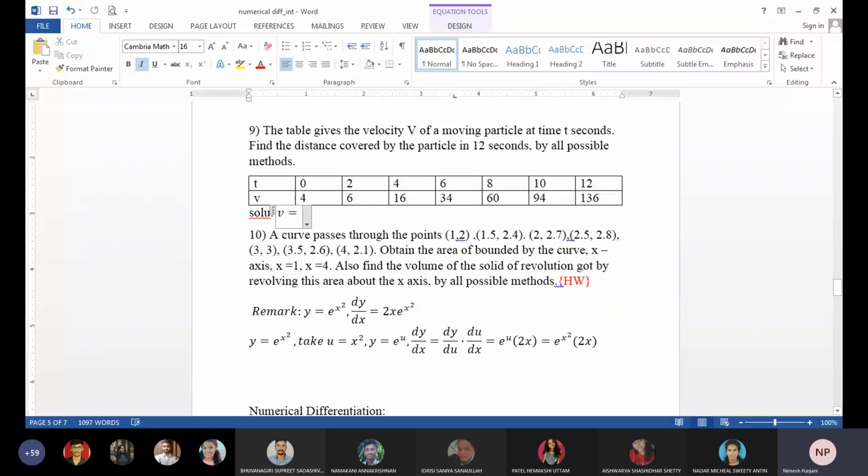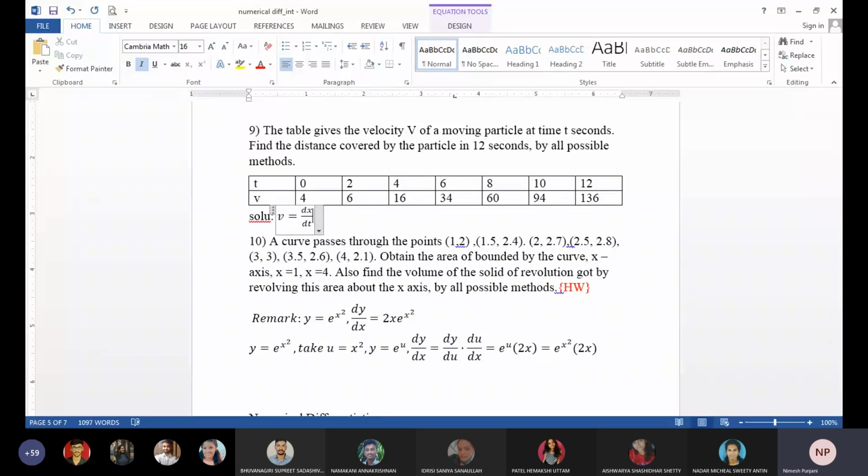So here, if you are taking x as the displacement, then your velocity will be dx by dt. That is the rate of change of displacement with respect to time. Okay, this is your velocity, the rate of change of displacement with respect to time. I hope you recollect after seeing this formula. You have seen this formula. Okay, v is dx by dt.